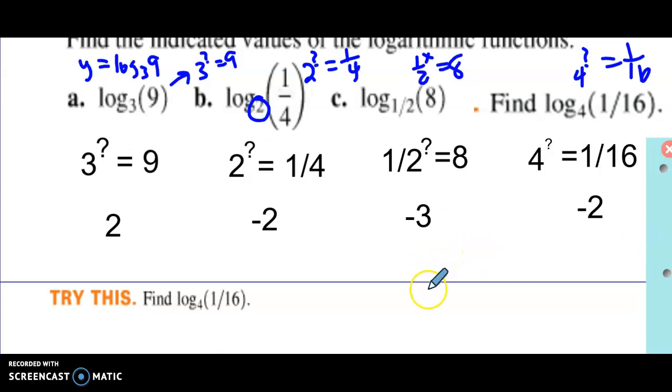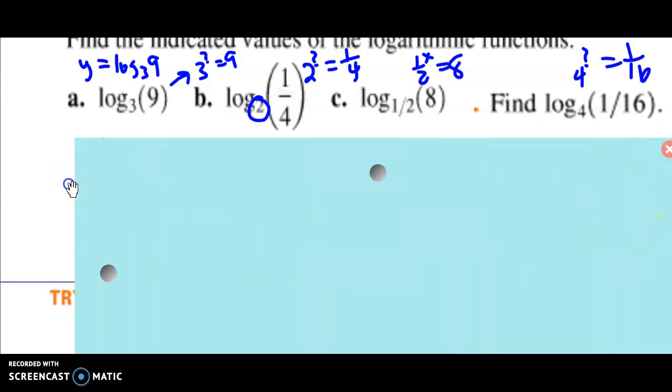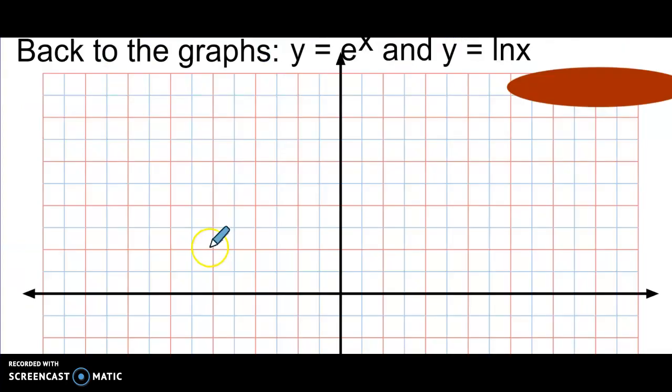Okay. Yeah, we already did that, yes. All right. Sounds good. Let's look at the graphs again. Okay.